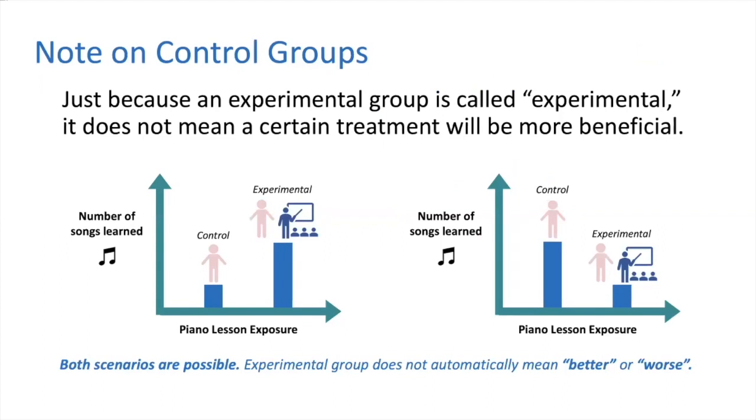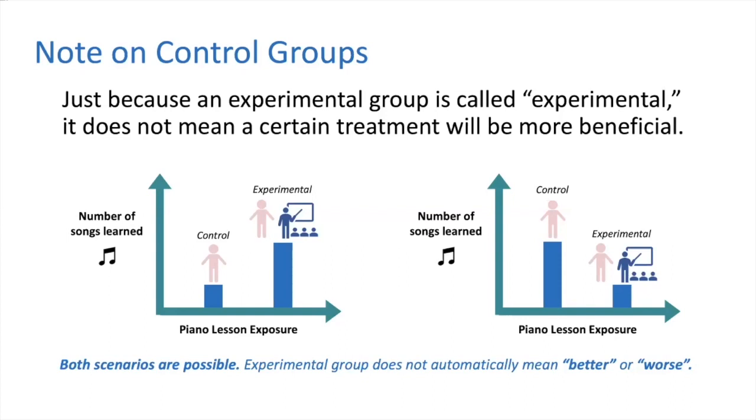Here's another important note on control groups. Just because an experimental group is called experimental, it does not mean a certain treatment will be more beneficial. This is also true in clinical trials. If a patient's getting an experimental treatment, it could be beneficial or it could not be beneficial. We don't know unless we can compare to a control. So here on the left, we have a similar graph to what I showed before.